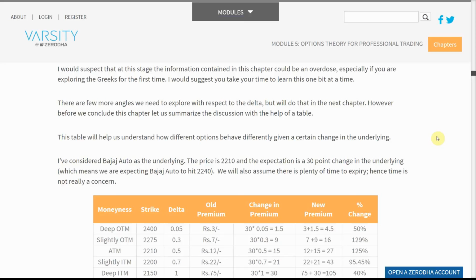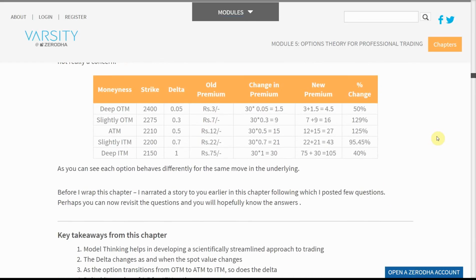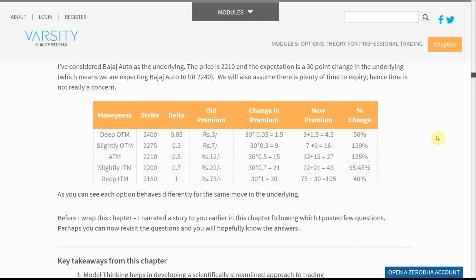This table will help us understand how different options behave differently given a certain change in the underlying. I've considered Bajaj Auto as the underlying. The price is 2,210 and the expectation is a 30-point change in the underlying, which means we are expecting Bajaj Auto to hit 2,240. We will also assume there is plenty of time to expiry. Hence, time is not really a concern.